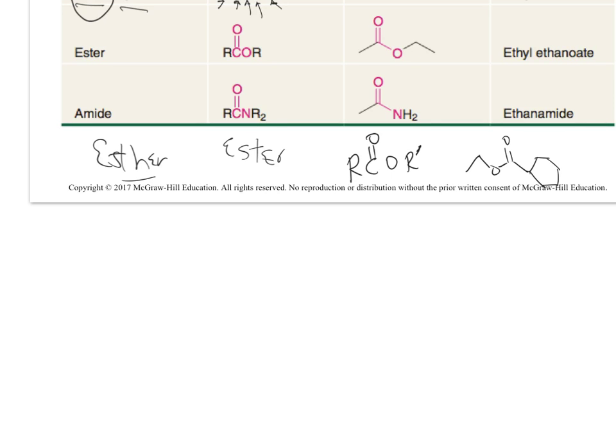And then I want to draw the amide. Please don't confuse amine and amide, just like ester and ether. Okay? So in an amide, we have an R, the acyl group, and a nitrogen, so it's a lot like an ester.